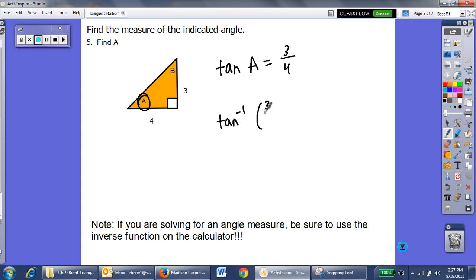Then we type in 3 over 4, so 3 divided by 4. And you should end up getting 36.86, so we'll round up to 36.9 degrees. Again, look at the note down here and make sure you're writing this down. If you are solving for an angle measure, like in this case, be sure to use the inverse function on the calculator.